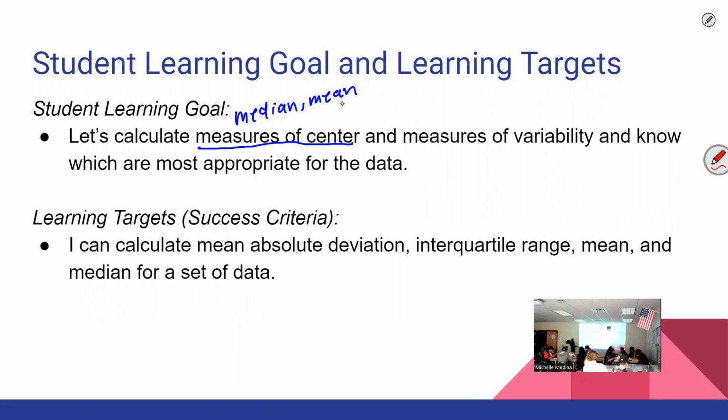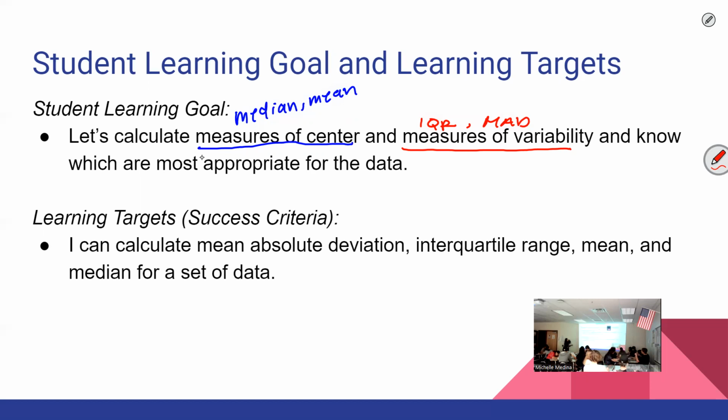Measures of variability, or I prefer to call them measures of spread, are like how spread out your data is, whereas a measure of center is like a typical data value. So measures of variability, which we're going to learn about today, would be stuff like IQR, which you probably don't know what that is yet, and MAD, which again, we're learning that part today. These two, hopefully you know or have some experience with. And then you're going to know which are most appropriate for data.